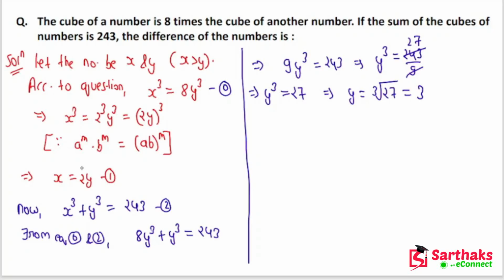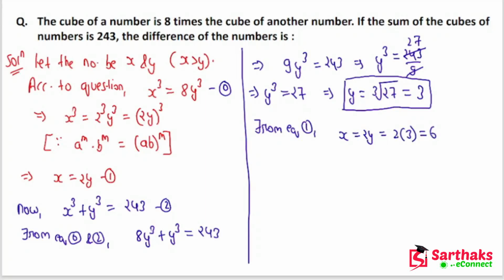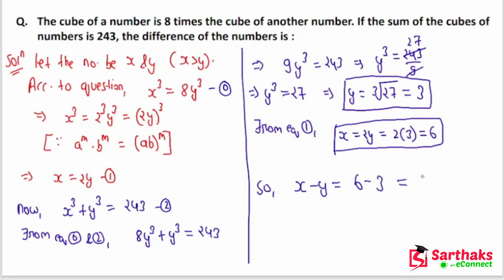Now what is x? x is equal to 2y. So you can actually close them in a box to highlight it. Now from equation 1, x equals 2y, so it would be 2 into 3, so it would be 6. So you can clearly see that we have got both the numbers x and y. Now the question asks the difference of the numbers. So the difference of the numbers, that is x minus y, is equal to 6 minus 3, which is equal to 3.